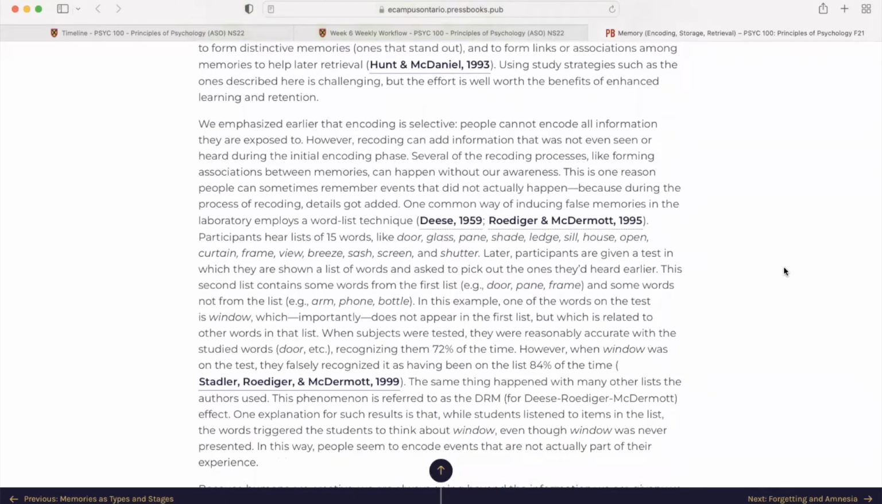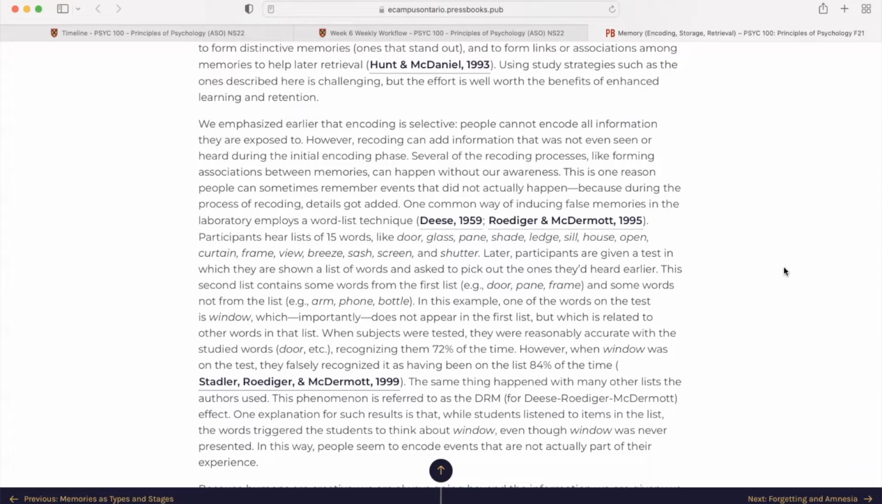Participants hear lists of 15 words like door, glass, pane, shade, ledge, sill, house, open, curtain, frame, view, crease, sash, screen, and shutter. Later, participants are given a test in which they are shown a list of words and asked to pick out the ones they heard earlier. This second list contains some words from the first list, for example, door, pane, and frame, and some words not from the list, like arm, phone, and bottle. In this example, one of the words on the test is window, which, importantly, does not appear in the first list, but which is related to other words in that list.